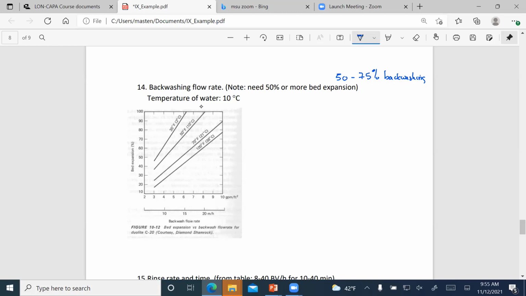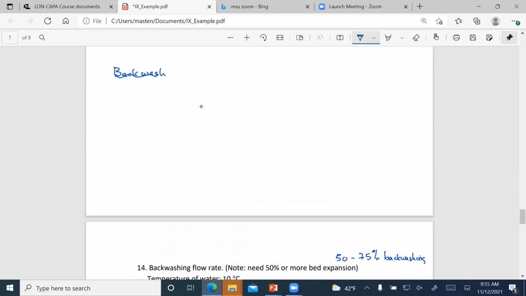What are we doing during backwashing? We've gone through, kind of thinking the sequence. We've got the service time. So at that point in time during service, we're removing the hardness. Following that, the next thing that happens is we regenerate.